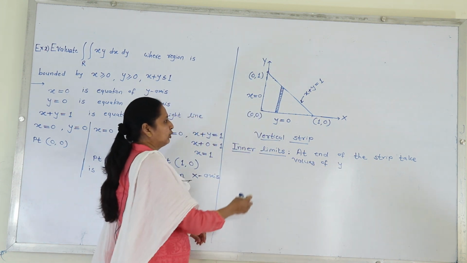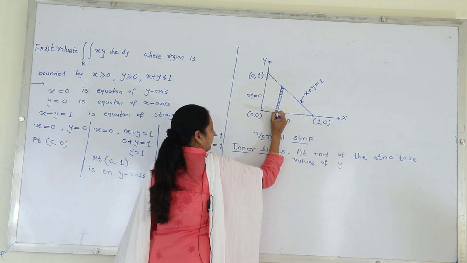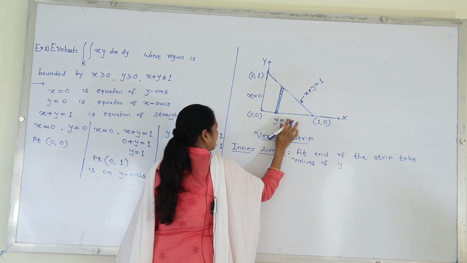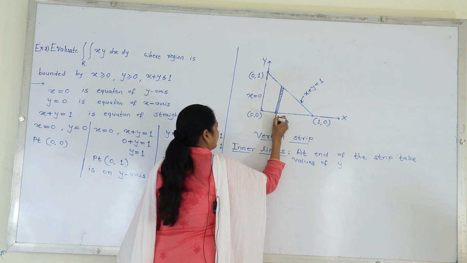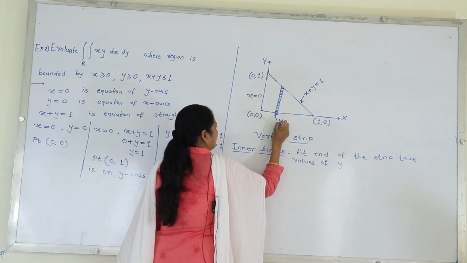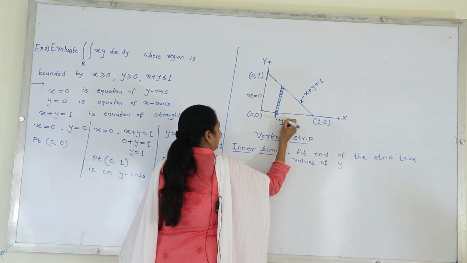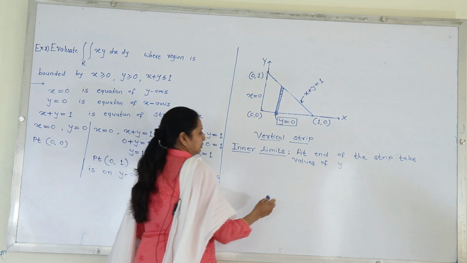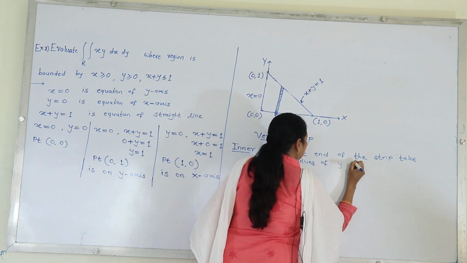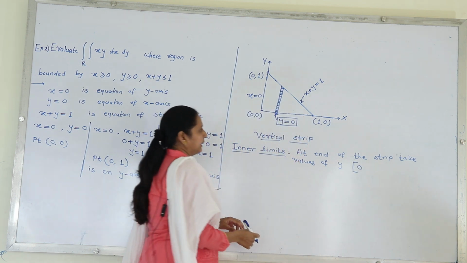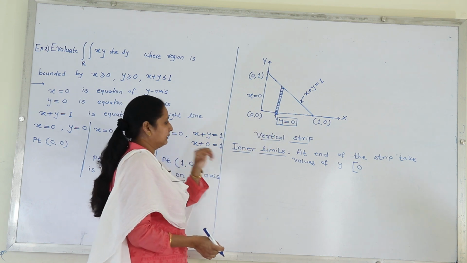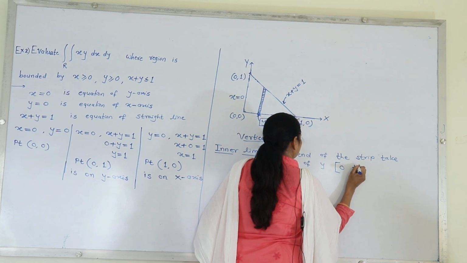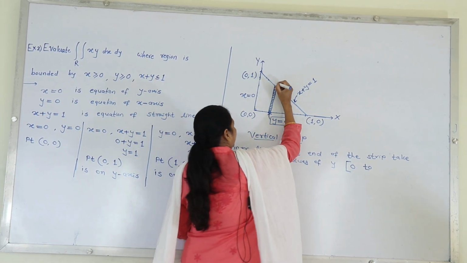Lower limit means the lower end of the strip, where y is equal to 0. Already the y value is 0 at this point. This is on the x-axis, and the value of y is 0. Therefore, the lower limit is 0. Upper limit means the upper end of the strip, from 0 to the upper end of the strip.